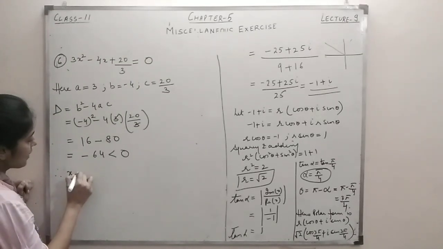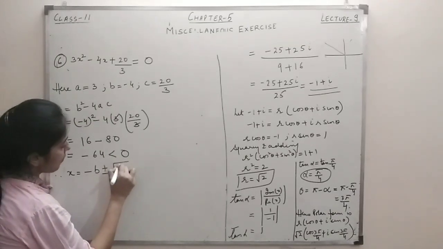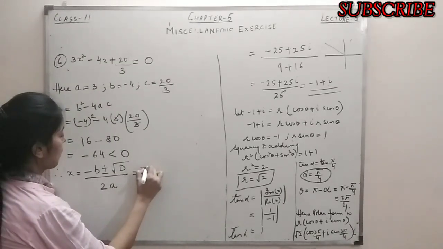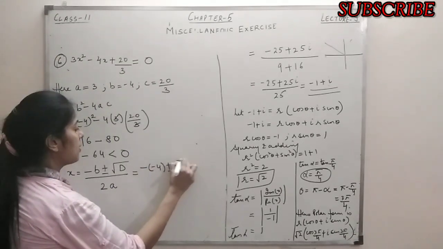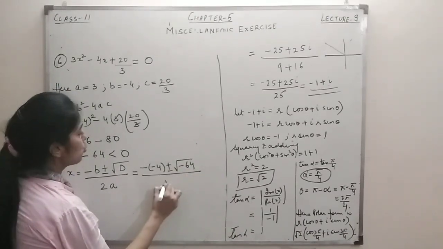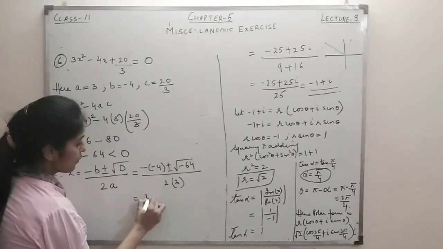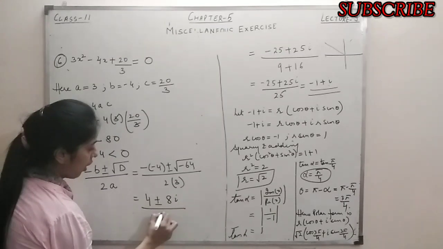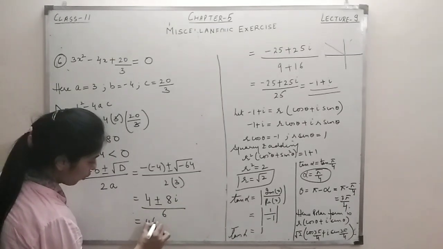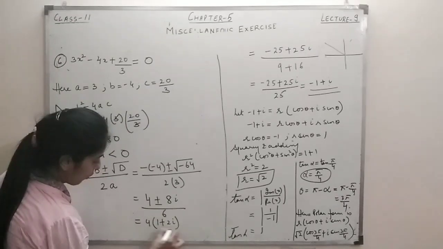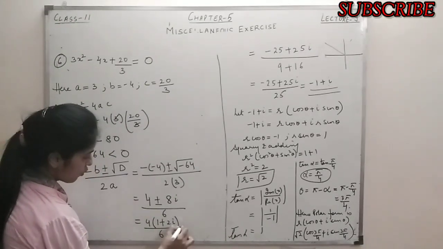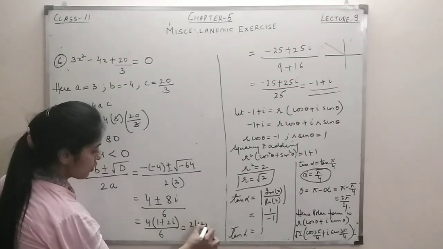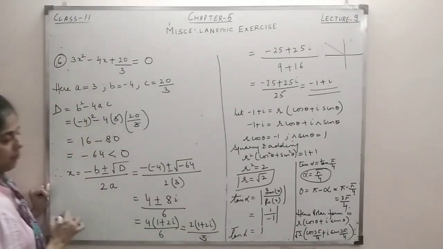Now, therefore, x is what? Minus b plus minus square root of D upon 2a. What is b? That is minus 4 plus minus square root of minus 64. 2a is 6. That is 4 plus minus, what is the square root of 64? That is 8 iota upon 6. Can I take 4 common from the numerator? What we have is 4 times 1 plus 2 iota upon 6. So cancel it, and we have 2 into 1 plus 2 iota upon 3.